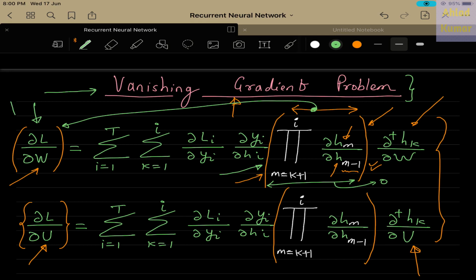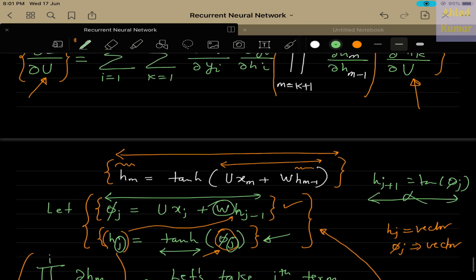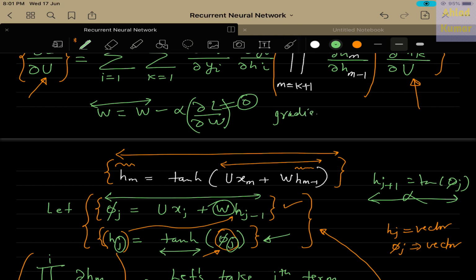Then the partial derivative of L with respect to W will become close to 0. And if that happens, then the update rule that we are writing, that is W is equal to W minus alpha partial L with respect to partial W, will vanish. And if this vanishes, your weights will not get updated. So this is the case when your gradients are vanishing.